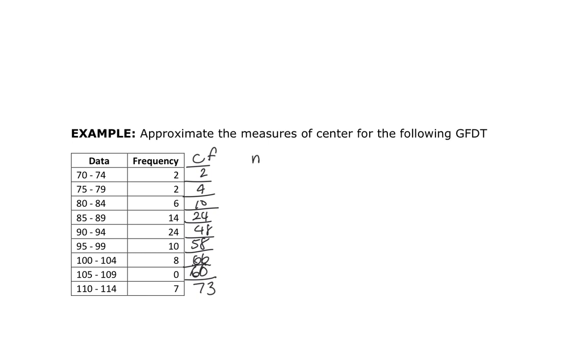I need to know the midpoint of each class. So the midpoint between these two is going to be 72. The next one is going to be 77, then 82, then 87, 92, 98, 102, 107, and then 112.